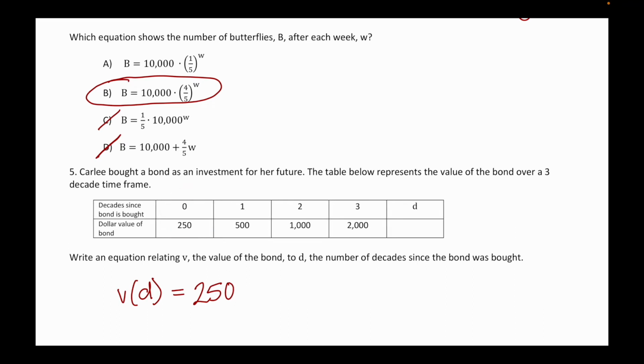And then the second part is to look at what is happening each step. Here it appears that it's multiplying by 2. I can check each time. It is multiplying by 2. So we'll have 2 and then to the power of D.